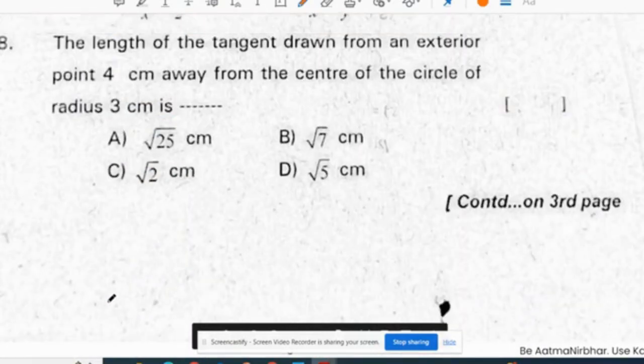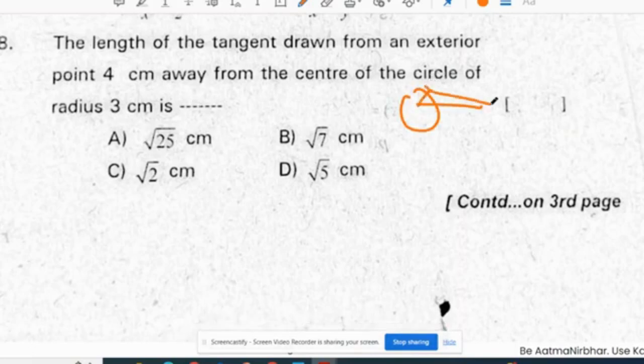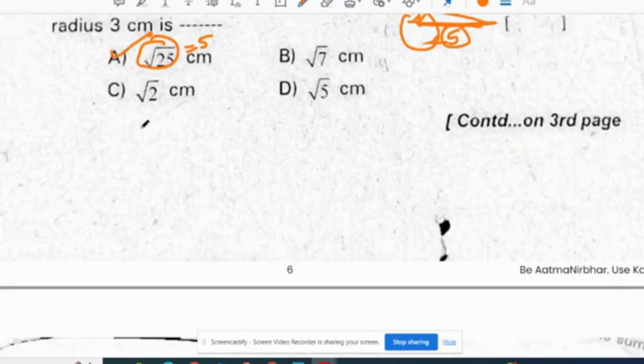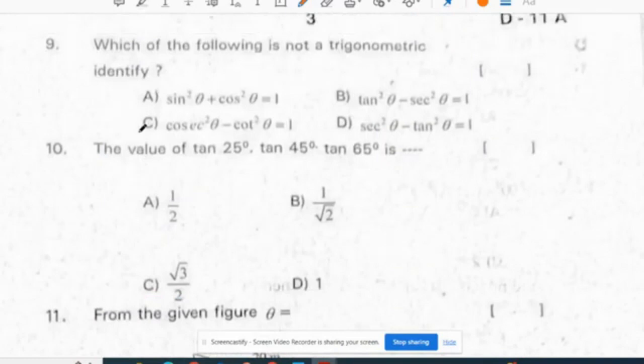The length of the tangent drawn from an exterior point 4 centimeters away from the center. The radius is 3 centimeters. Then the length of the tangent is. So radius is equal to 3, and the distance from the center is 4 centimeters. We have to find the length of the tangent, which will be 5 based on the Pythagoras theorem. Since 5 is given, the correct option is A. All this will be helpful for 2 marks also, students.